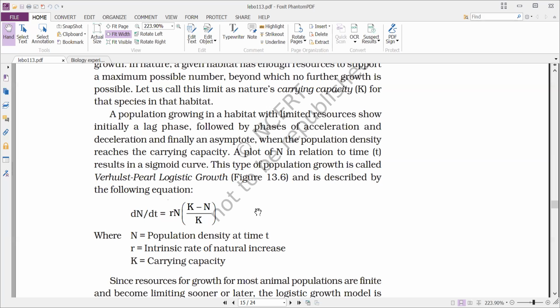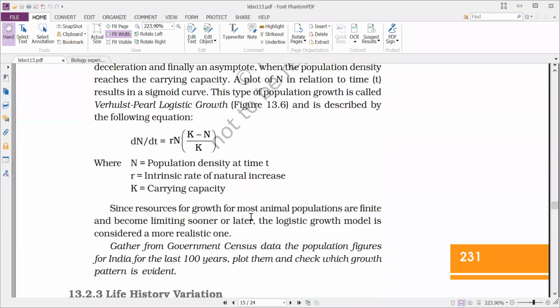The logistic growth curve, or sigmoid curve, is described by the following equation: dN/dt = rN (K - N)/K. Here N represents the population density at a time t, r is the intrinsic rate of natural increase, that is birth rate minus death rate, and K represents the carrying capacity, the maximum population it can hold.